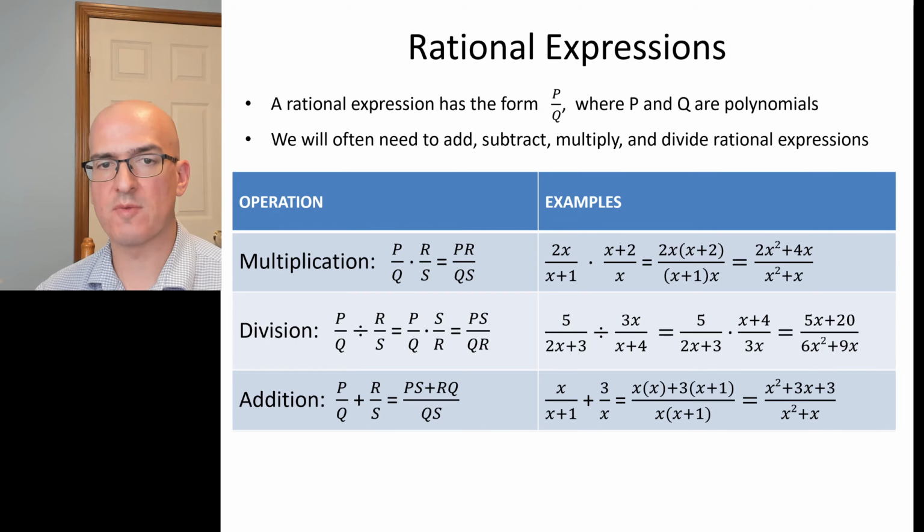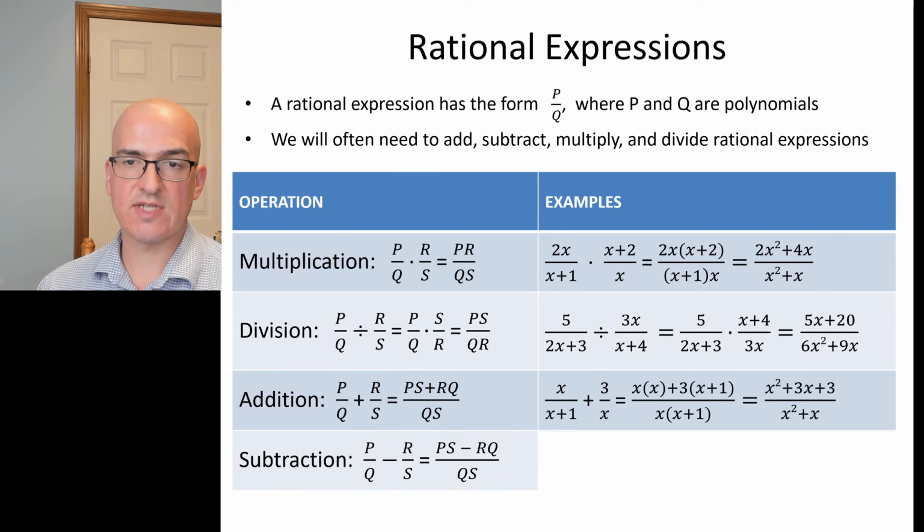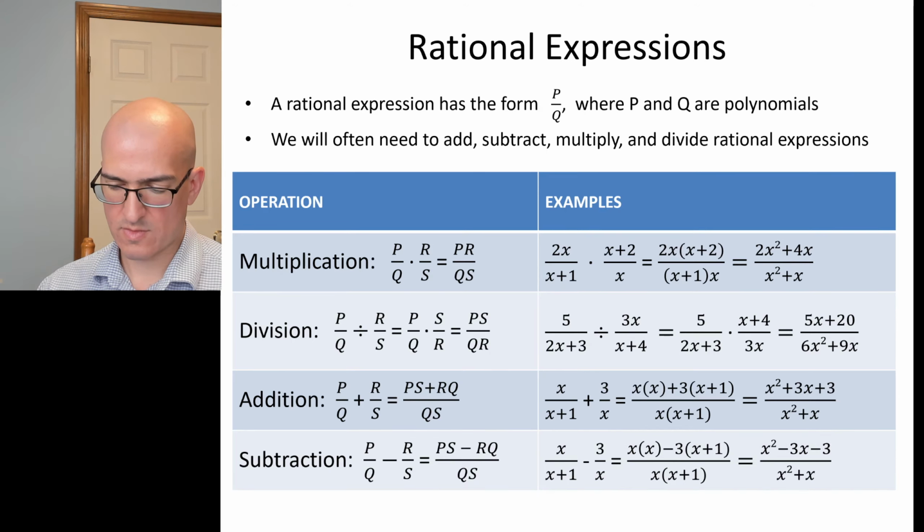We make common denominators, multiplying top and bottom of one of the fractions by the bottom of the other one. For subtraction, it's the same, except once we get common denominators, we just subtract top minus top, instead of adding top plus top. We'll be doing a lot of work with these types of expressions.